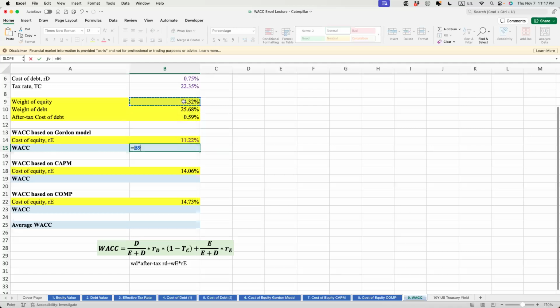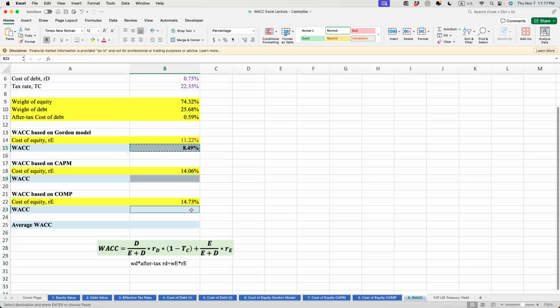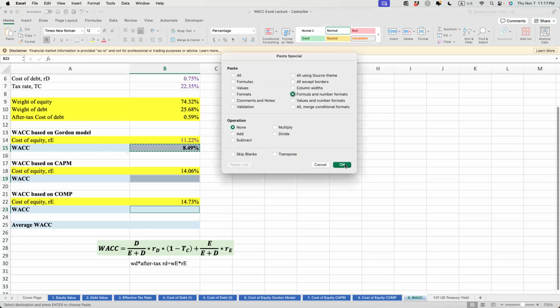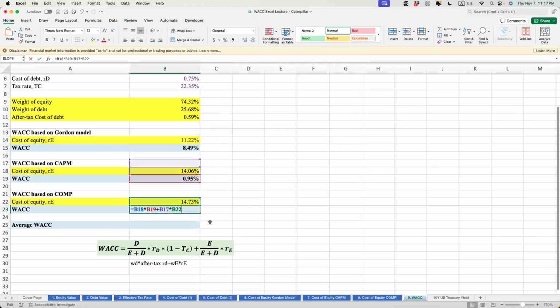WACC is equal to, let's just follow this order here, the weight of debt multiplied by this after-tax cost of debt, plus the weight of equity multiplied by the cost of equity. Apparently, if you click this one, these 3 terms remain the same no matter how you change your cost of equity. So if we anchor these 3 terms, then we can copy and paste the formulas there. You will get your WACC calculated.